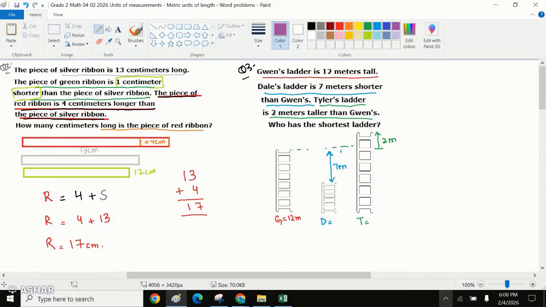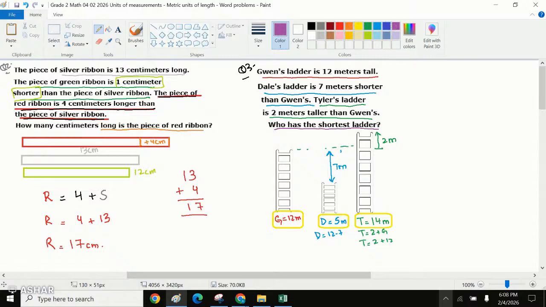Okay, they're just asking us who has the shortest ladder. Dale's is 7 meters smaller than Gwen's, right? So can we say Dale is 12 minus 7? That means 5 meters. Tyler's was 2 meters greater than Gwen's, so Tyler is 2 plus 12, that means 14 meters. Now we have the lengths of the ladders: Gwen was 12, Dale was 5, Tyler was 14.